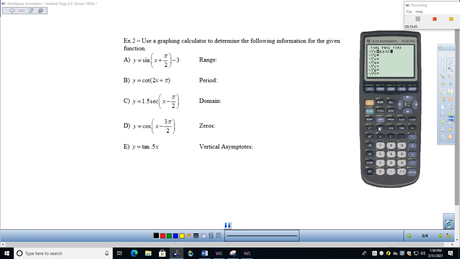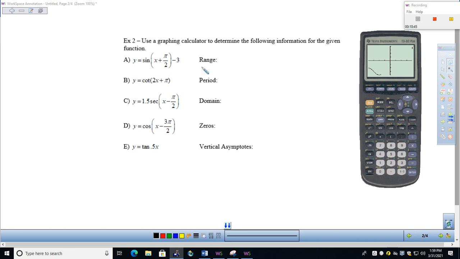So first one, sine of x plus pi divided by 2, and looks like minus 3. And the hope is that the zoom trig window will work. So I'm going to go for zoom, and you see number 7 is our ZTrig right there. And so it looks pretty good. Awesome. So which characteristic are we referring to?